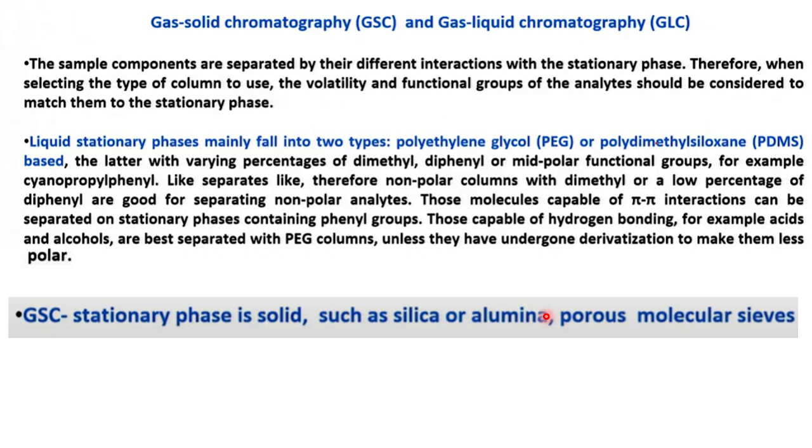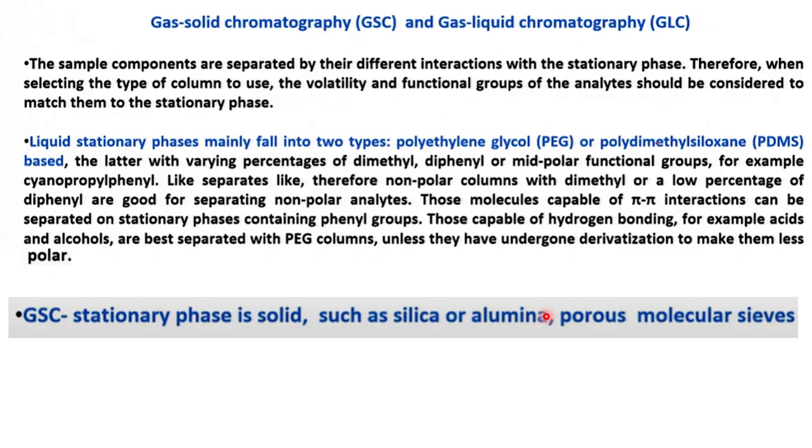In gas solid or gas liquid chromatography, the sample components are separated by the different interaction with the solid or stationary phase. Therefore, when selecting the type of column to use, consider the volatility and the functional group. The presence of different functional groups of the analyte will interact with the stationary phase in different ways. There must be different secondary or primary interactions happening. That's why the separation takes place.